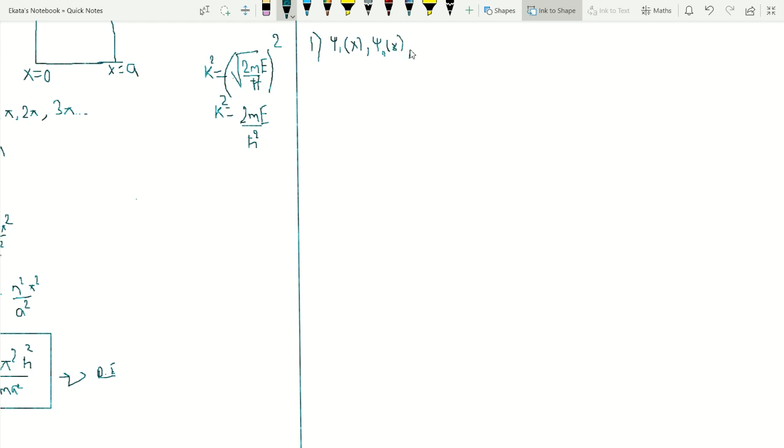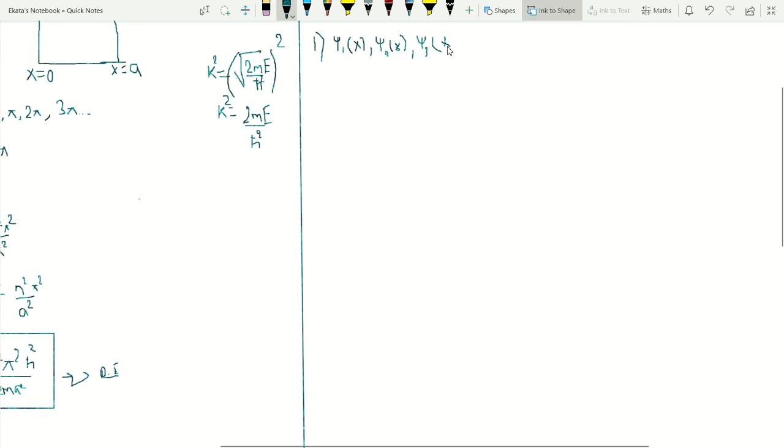For 3, you can say psi 3x. And just like this, there exists an infinite set of solutions of this particular equation: psi 1x, psi 2x, psi 3x, psi 4x, until infinity. It has a set of solutions for every value of n. For every value of n, there exists an infinite set of solutions of this particular time independent Schrodinger wave equation. And this has some very important remarkable properties.